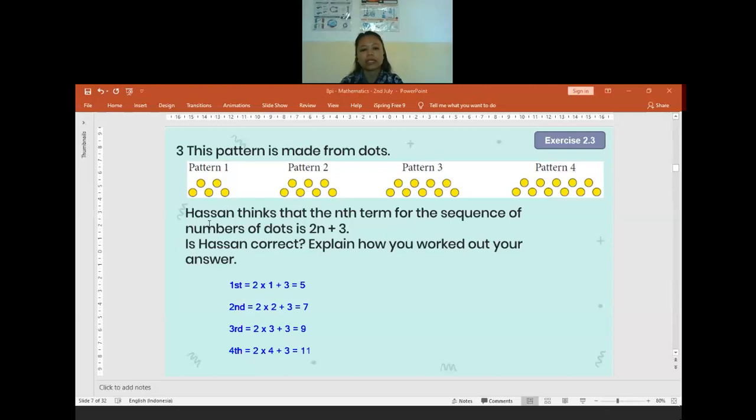And then let us check. Is it correct for the first pattern? There are 5 dots. Yes, there are 5 dots on the first pattern. For the second pattern, when we count, there are 7 dots. For the third pattern, there are 9 dots. For the fourth pattern, there are 11 dots. So yes, Hasan is correct. Is there anyone who is confused? So how do we explain? We explain it by showing that we replace the letter n with whatever number we are going to find for the term. Is there anyone who has difficulty so far?